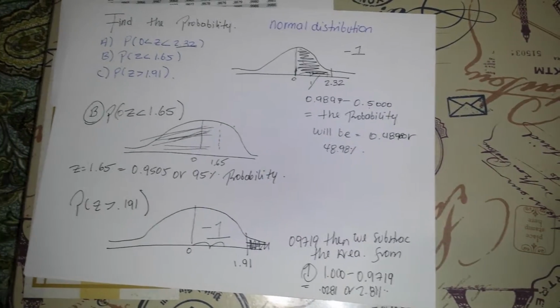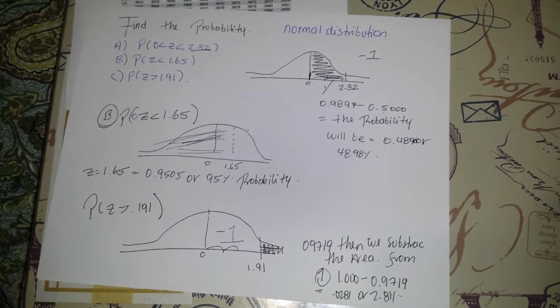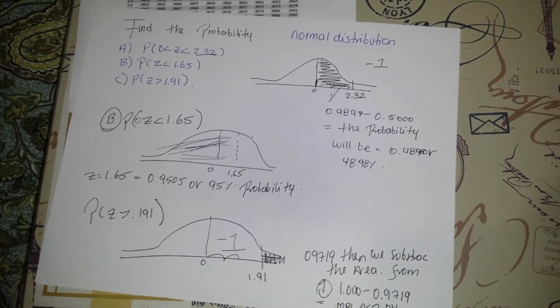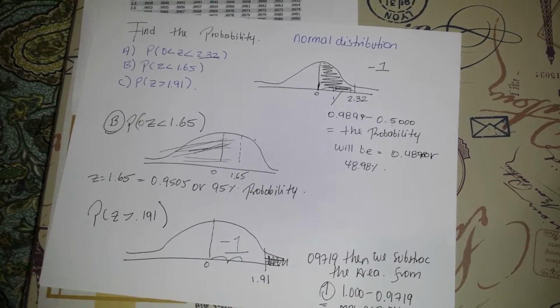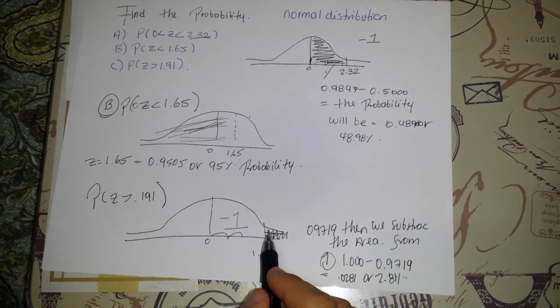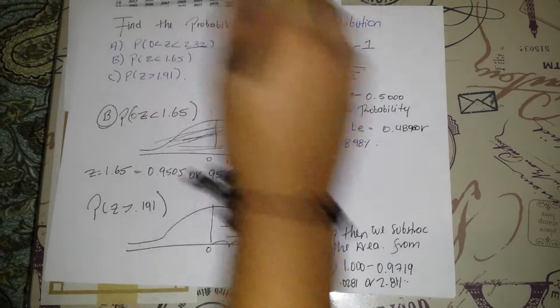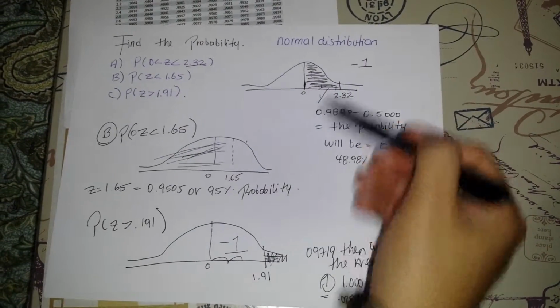Sometimes one must find a specific z value for a given area under the standard normal curve. When we do this procedure, we have to work backwards. So we find the probability in the table and then we subtract by 1, like in this example.